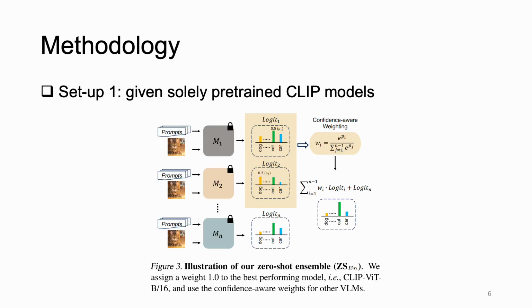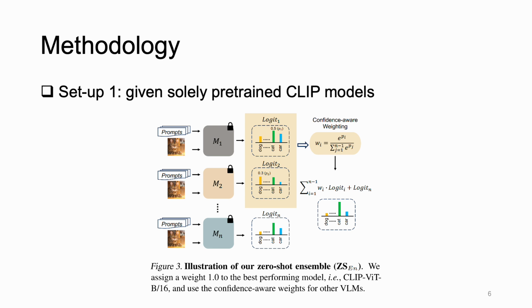So first, let's come to the first setup. Given solely pre-trained CLIP models, in such a scenario we propose the zero-shot ensemble. We can leverage the confidence from the logits. As we have n CLIP models, we have logits from each model for the input. In each logit, we have different values on different classes.